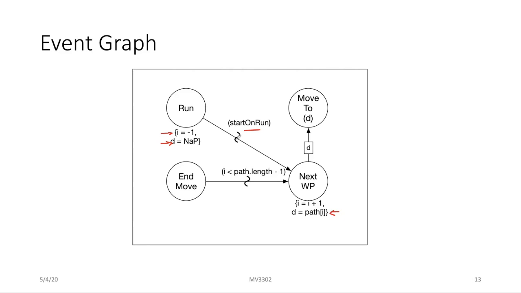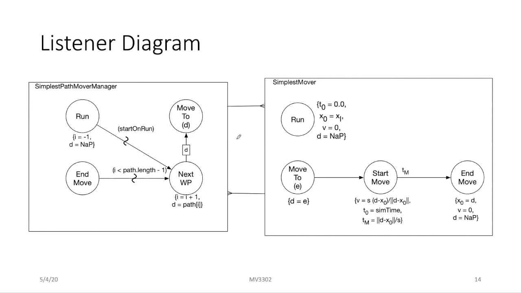So we'll pick this up again tomorrow, but just to have this make a little bit of sense. The idea here is that we're going to be listening to and being listened to. Look at this sequence. If we say we're going to start on run, we're going to schedule our next waypoint. It's going to say, all right, give me the first guy in the path, pass that as an argument to the move to event. That's going to be heard by our simplest mover, which says move to, which then will go through this sequence.